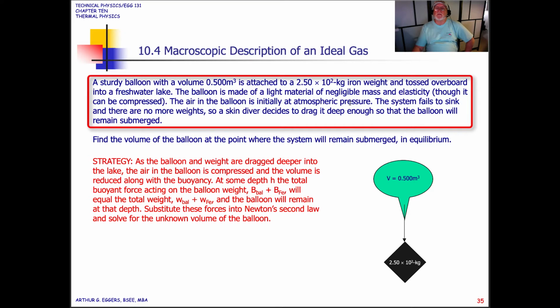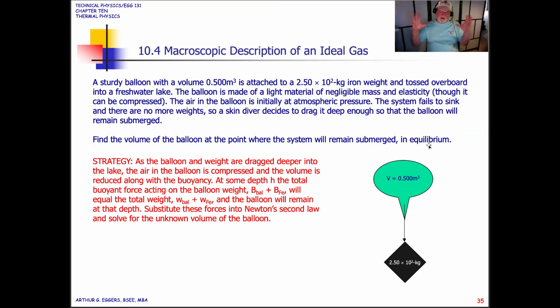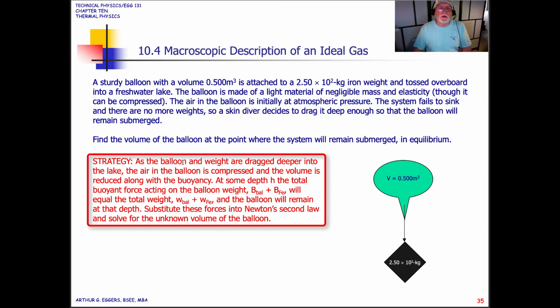The system fails to sink and there are no more weights, so a skin diver decides to drag it deep enough so that the balloon will remain submerged. They want us to find the volume of the balloon at the point where the system will remain submerged in equilibrium. So they're looking to get to some depth where we can compress that balloon. As the balloon and the weight are dragged deeper into the lake, the air in the balloon is compressed and the volume is reduced along with the buoyancy.